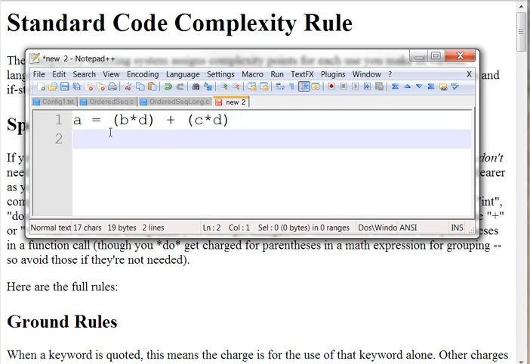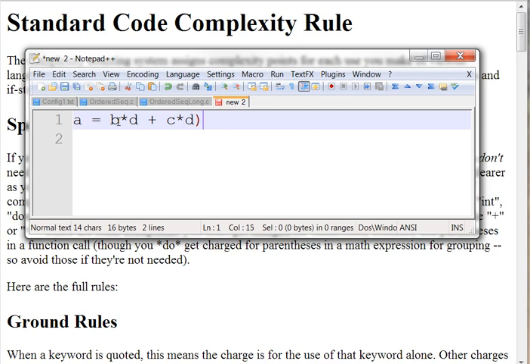Now, improving it. The parentheses are needless, so we can reduce the cost to 9 points just by cutting those out. And in fact, we can rewrite the expression just a little bit more elegantly because D is used in both terms, and do a B plus C times D. And that actually has a cost of 8 points, even though it requires some parentheses.